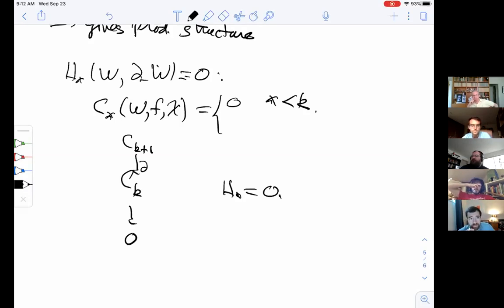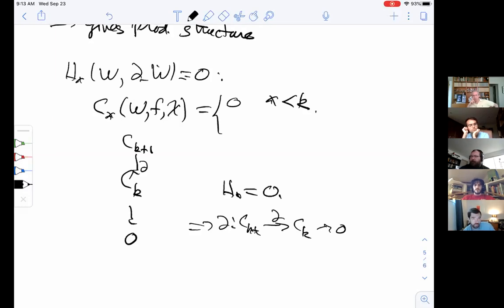That means the boundary map from C_{k+1} to C_k is surjective. Okay? And therefore the rank of C_{k+1} is at least as big as the rank of C_k. Now, that tells you there are at least as many critical points of index k+1 as there are of index k. So just counting sets, we have enough.